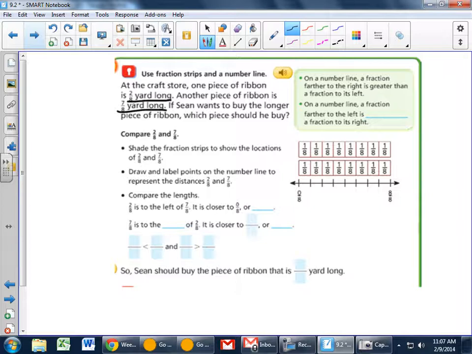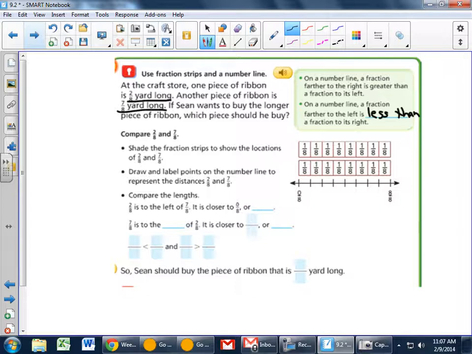Okay, so on a number line, a fraction farther to the right is greater than the fraction on the left. On a number line, a fraction farther to the left is less than the fraction to the right. I just want you to be able to explain that. So we're going to compare 2/8 and 7/8. We're going to shade the fraction strips to show the location of 2/8 and 7/8.